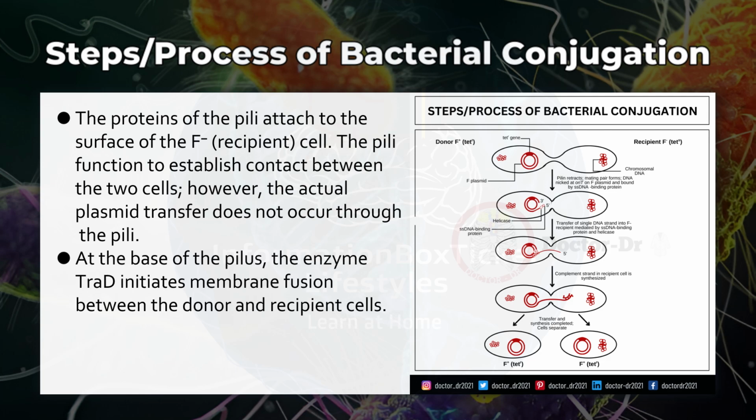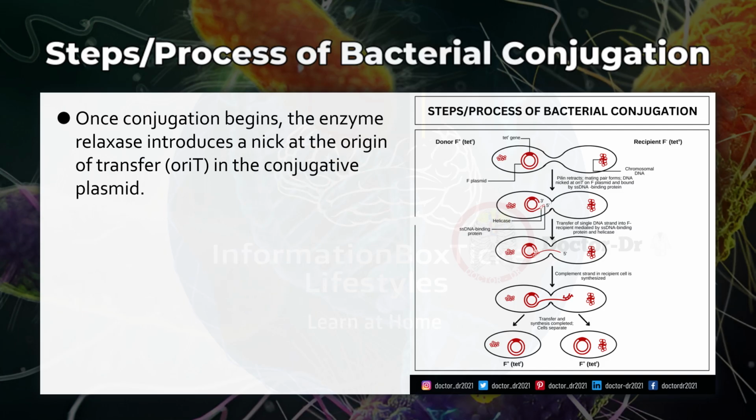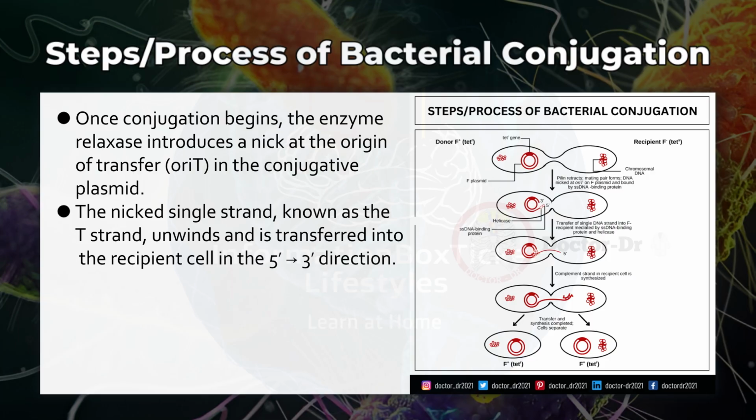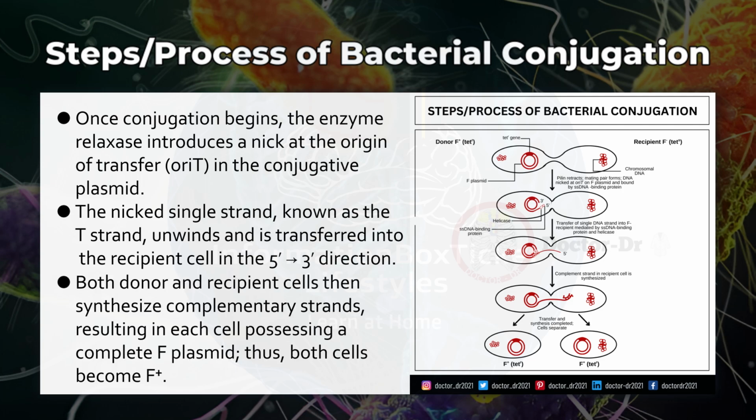At the base of the pilus, the enzyme TRA-D initiates membrane fusion between the donor and recipient cells. Once conjugation begins, the enzyme relaxase introduces a nick at the origin of transfer in the conjugative plasmid. The nicked single strand, known as the T strand, unwinds and is transferred into the recipient cell in the 5' to 3' direction. Both donor and recipient cells then synthesize complementary strands, resulting in each cell possessing a complete F plasmid. Thus, both cells become F+.